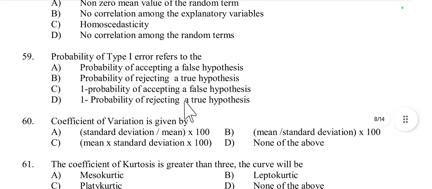Then question number 59, probability of type 1 error refers to probability of accepting a false hypothesis or probability of rejecting a true hypothesis. So probability of type 1 error refers to the probability of rejecting a true hypothesis. When we reject a true hypothesis, it is called type 1 error. And the probability of accepting when it is false is type 2 error. So here option B is right, type 1 error.